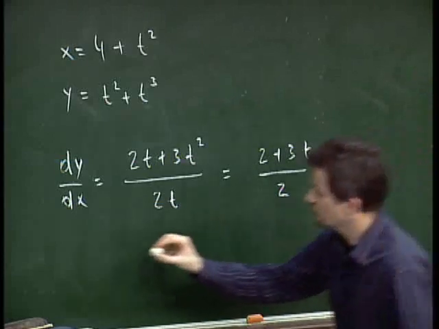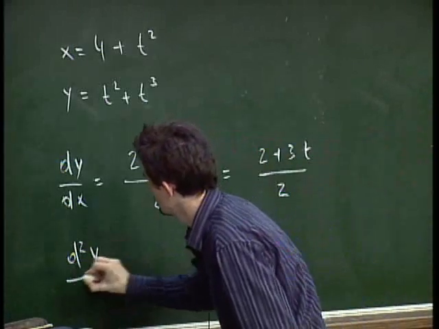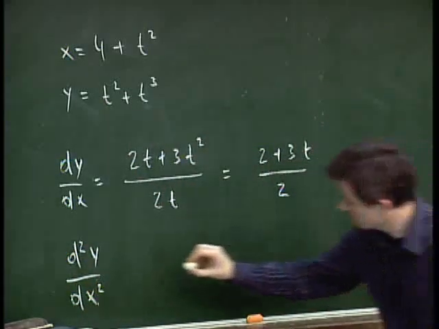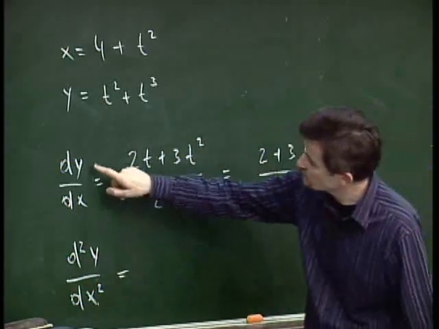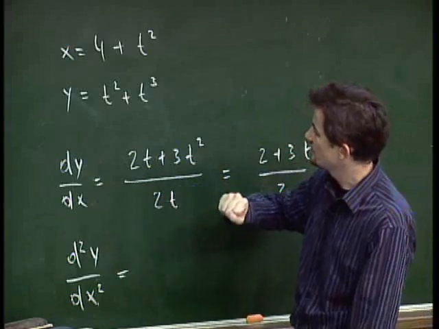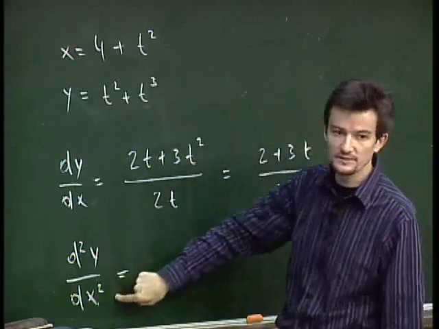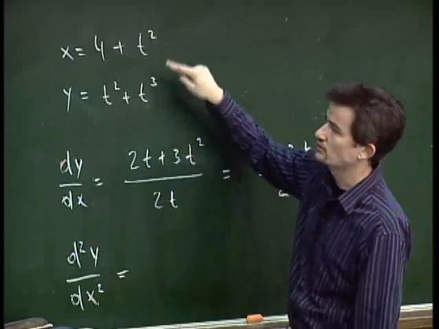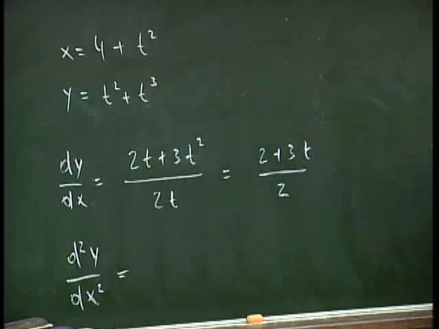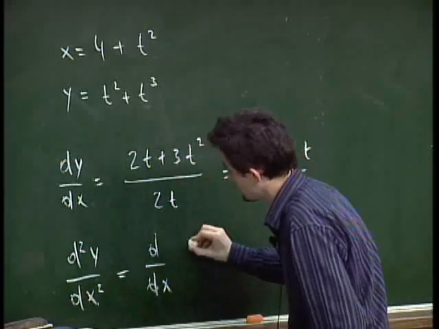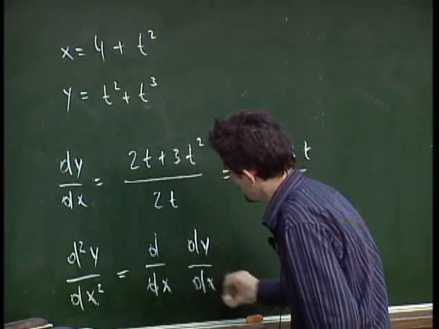Now, for computing the second derivative, okay, so once more here. The first derivative is the first derivative of y over the first derivative of x. But the second derivative is not the second derivative of y over the second derivative of x. You have to use the same principle. So what you have is d over dx of dy over dx.